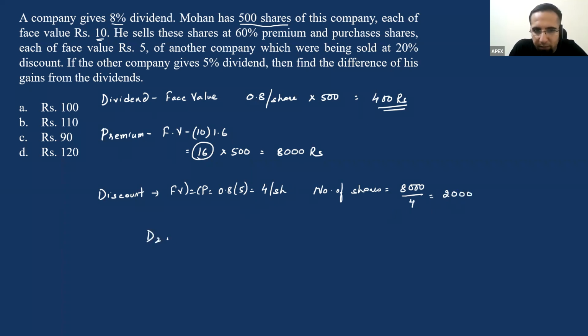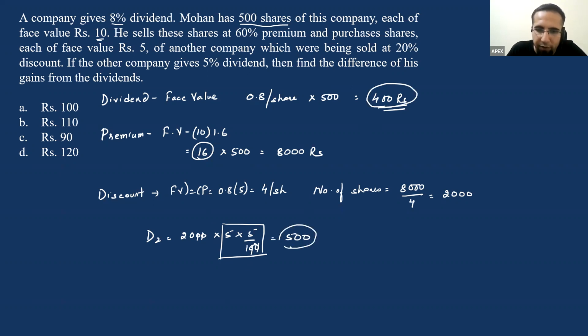Now, the dividend from the second company, D2, is going to be the number of shares into the face value of the share, which is 5, into the dividend given by the company, which is 5%. So this is the amount of dividend per share into number of shares, the total dividend that he gets. So 0000 gets cancelled, 25 twos are 50, and 50 with a 0 gives you 500. So initially he got a dividend of 400 rupees, and now he got a dividend of 500 rupees. And now the question is asking you, what is the difference between the gains of both the dividends? Therefore, the difference is equal to 100 rupees.